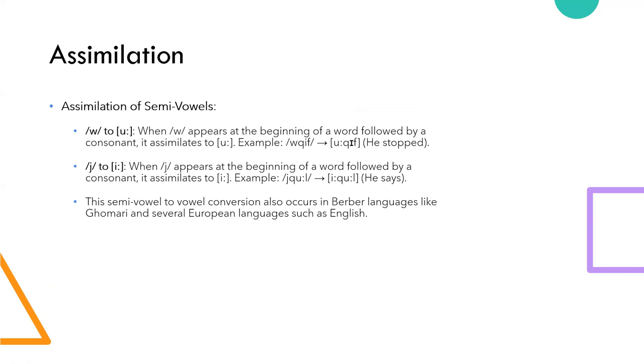Assimilation is the change of a phoneme by another one to simplify the pronunciation of words and sentences. There are three types of assimilation. Let's delve into them one by one. First, there is the assimilation of semi-vowels. When w appears at the beginning of the sentence followed by a consonant, it is assimilated as long u, like uqaf, which is pronounced as uqf. He stops. The same for ya. It is assimilated as long e when it is at the beginning of the word followed by a consonant, like yqul, pronounced as yqul. He says.